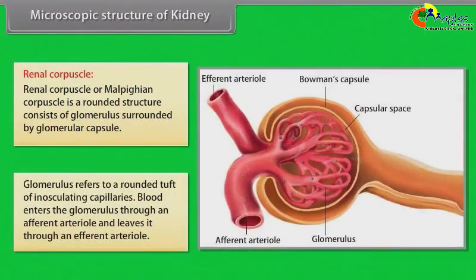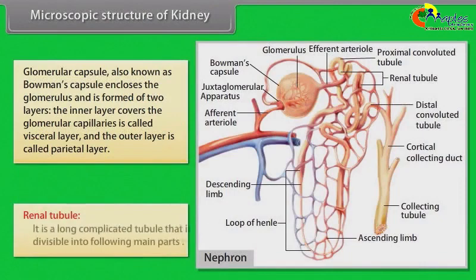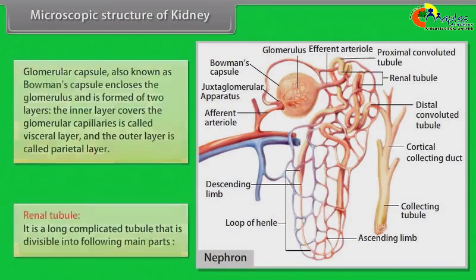Glomerulus refers to a rounded tuft of inosculating capillaries. Blood enters the glomerulus through an afferent arteriole and leaves it through an efferent arteriole. Glomerular capsule, also known as Bowman's capsule, encloses the glomerulus and is formed of two layers. The inner layer covers the glomerular capillaries and is called the visceral layer, and the outer layer is called the parietal layer. Renal tubule. It is a long complicated tubule that is divisible into the following main parts.